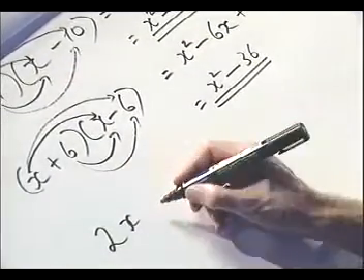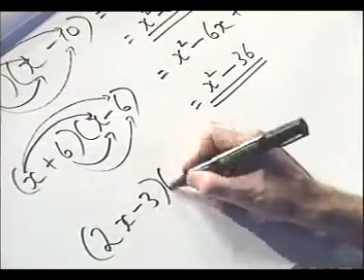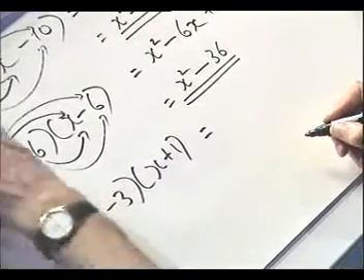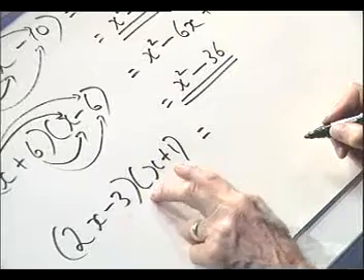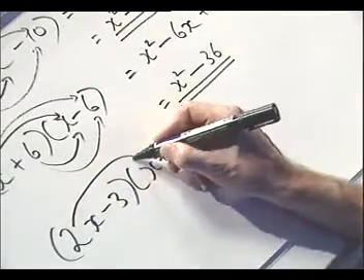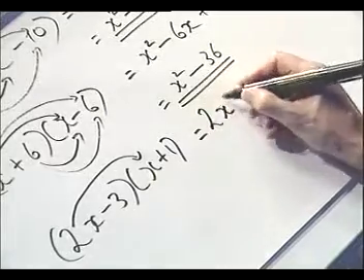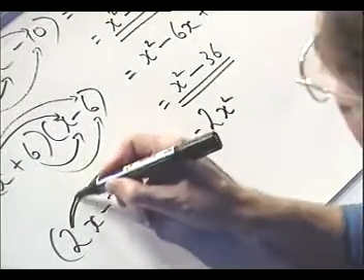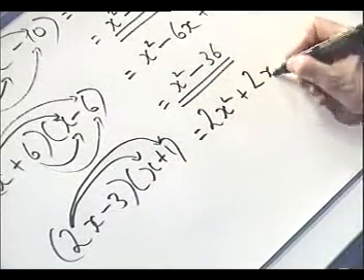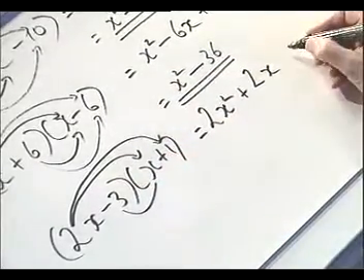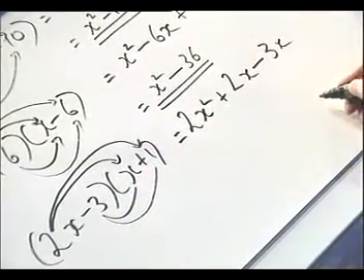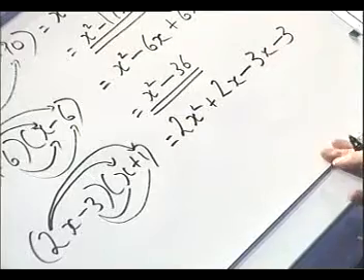Let's take another one. 2x minus 3, x plus 1. This time it's 2x, not just x, but again, everything in here must be multiplied by everything in there. So we have 2x times by x, that gives us 2x squared. 2x times by 1, that gives us 2x. Minus 3 times by x, that's minus 3x. And minus 3 times by 1 is minus 3.